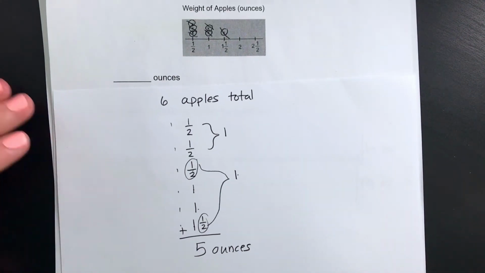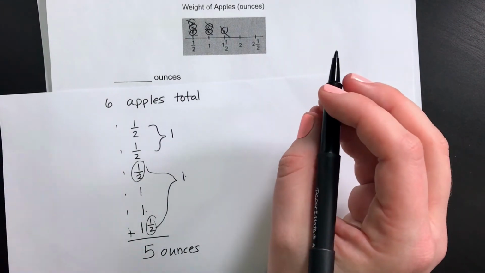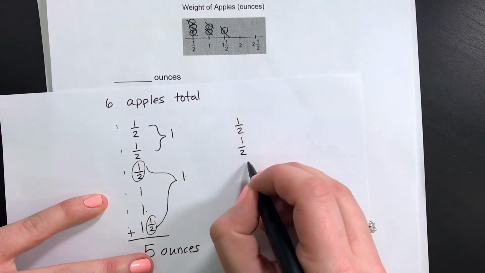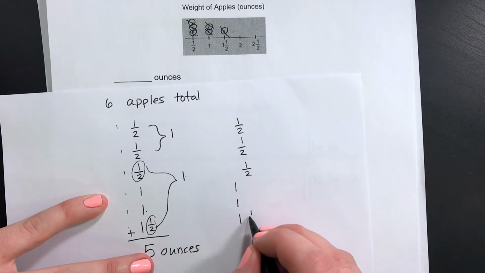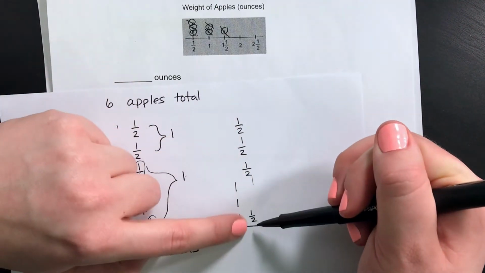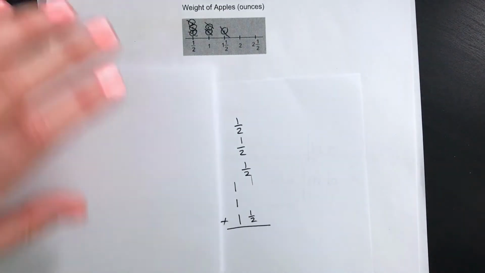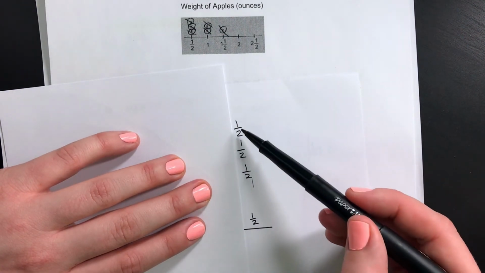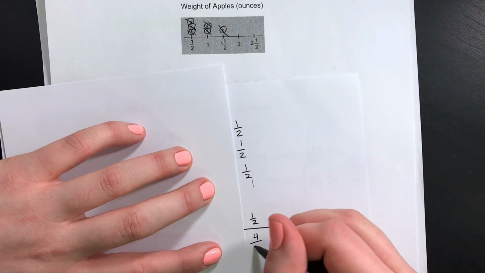Okay, so that may make sense to some of you, and if it doesn't, no problem, because you can just add up your fractions the way that you normally do. So 1/2, 1/2, 1/2, then we have 1, 1, and 1 1/2. So we can just look at our 4 fractions here, pretend the whole numbers aren't even there. Actually, I'm going to get a piece of paper and cover those up. So just look at your fractions for right now. Add up your numerators, 1, 2, 3, 4, and we end up with 4/2.